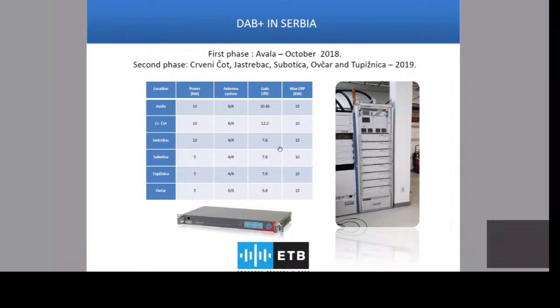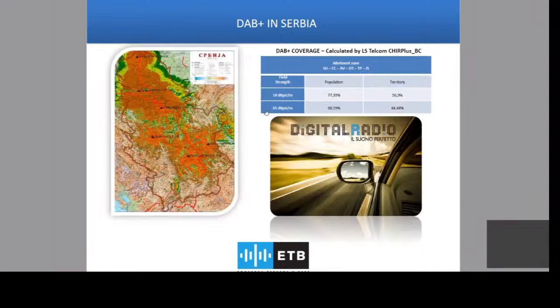There are currently 7 programs broadcast in one multiplex, and all broadcasters are licensed for national coverage with a bit rate of 128 kilobits per second. The next slide shows the coverage from the mentioned 6 locations, as well as the realized percentage of coverage of the population and territory for the stated values of the field level. At the moment, we are still broadcasting on a test basis, as it is necessary to adopt the digital radio strategy in order to get broadcasting licenses.